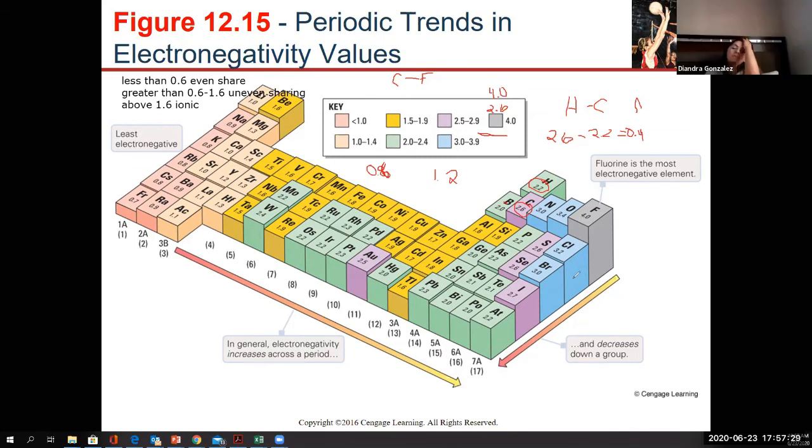Yes. Okay, so you guys are going to have this available. If you just look at those numbers, it gives you an idea whether you're going to be sharing evenly or unevenly. So these guys are going to be pretty much even in terms of sharing, whereas these guys aren't going to be even.